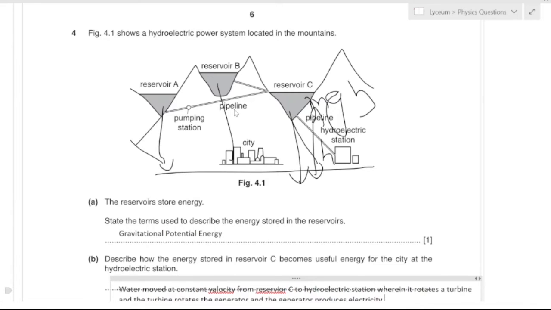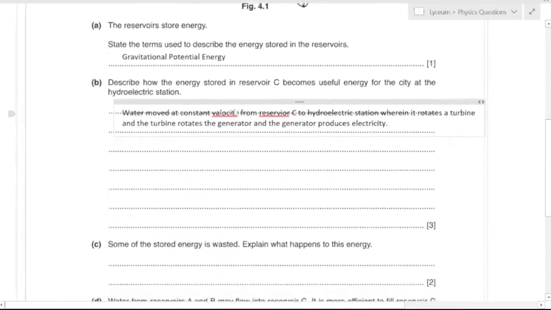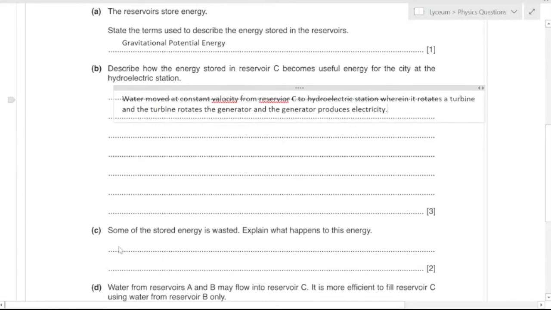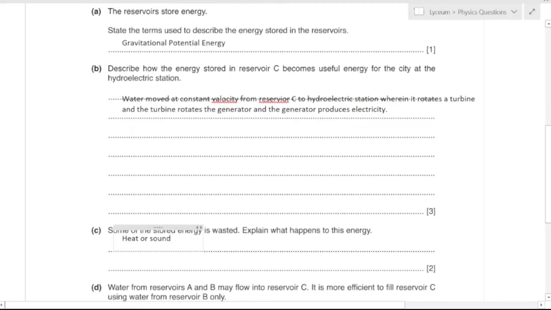into heat energy. Also, due to the movement, as water might splash from reservoir A to reservoir C, or during the general movement, some sound might be created, which will also be wasted energy. So what happens to this energy? This energy is either heat or sound energy, and it's dissipated into the surroundings. Heat, or you can also call it thermal energy.